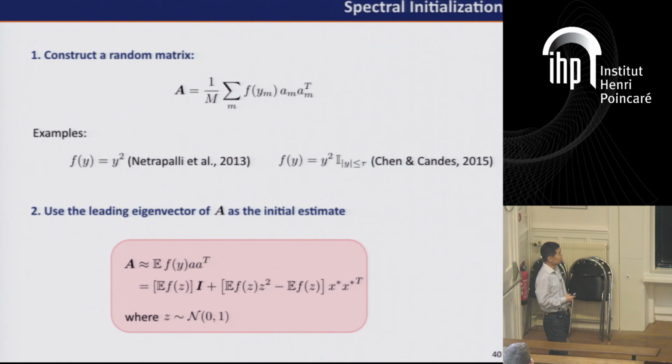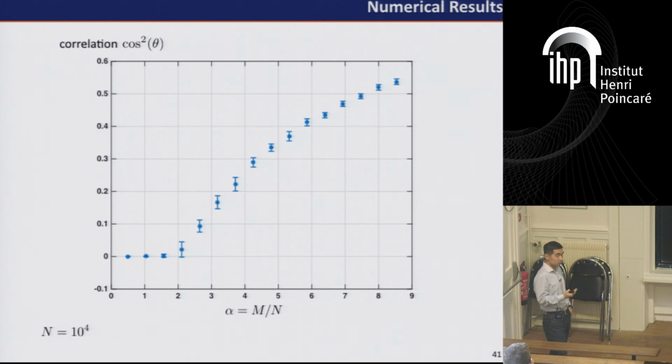That's the explanation. And if you do numerical simulations, this also works fairly well. So we did this simulation for n equal to 10,000, and we see this behavior. The horizontal axis is the sampling ratio, m over n. The larger the ratio, the more oversampled you are. And the vertical axis is the correlation, the squared inner product. The higher, the closer to 1, the better.